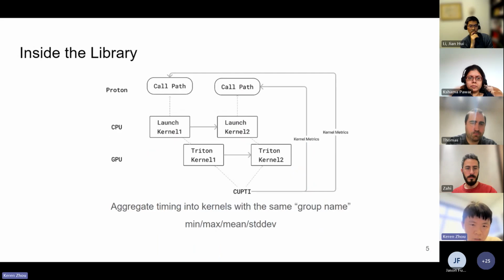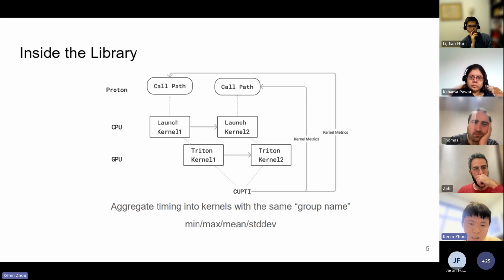So here's the design of the profiling library. For each GPU kernel launch, we're going to intercept this call on the CPU end. Then we're going to record an external correlation ID for this kernel launch. Then it's going to represent the execution of this Triton kernel on the GPU using a profiling API such as CUPTI.